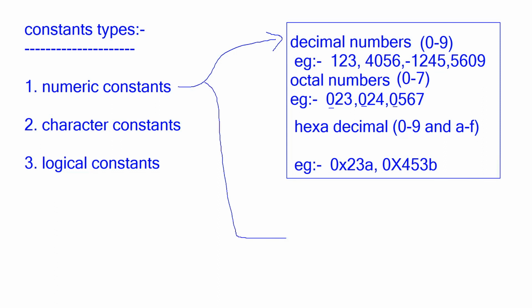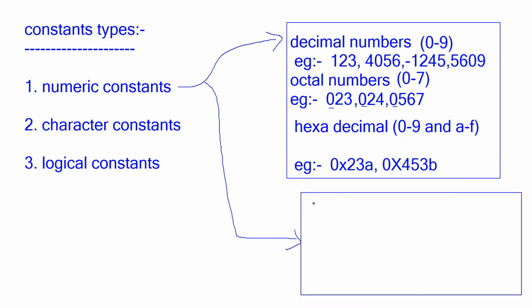There is another type of numeric constants which are available here. What are those? They are called numbers with a decimal point. For example, float numbers. Float numbers are floating point numbers. For example, 12.34F or 45 or 50.34. So these are the floating point numbers.